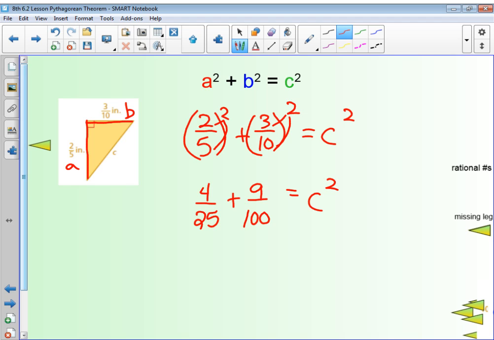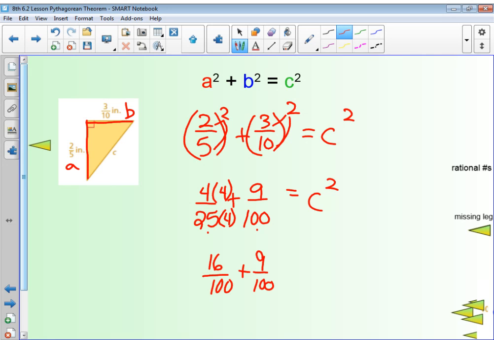Okay, so now I have a set of fractions that I'm adding. You can either do common denominators or you can do the crisscross straight across, whatever you're comfortable with. For me, so I don't have to work with such large numbers, I'm going to do a common denominator on this one because I know that 25 will go into 100 4 times. So I'm going to just change this front fraction. That way I don't have to work with such large numbers. So 4 times 4 is going to give me 16 over 100 plus 9 over 100.